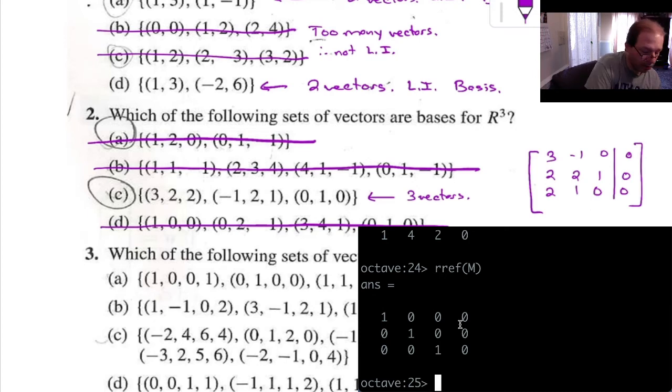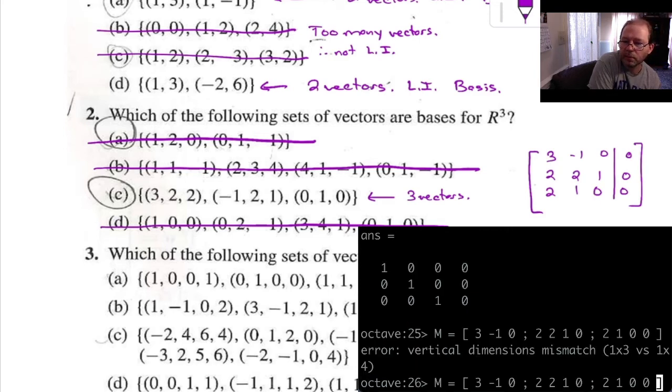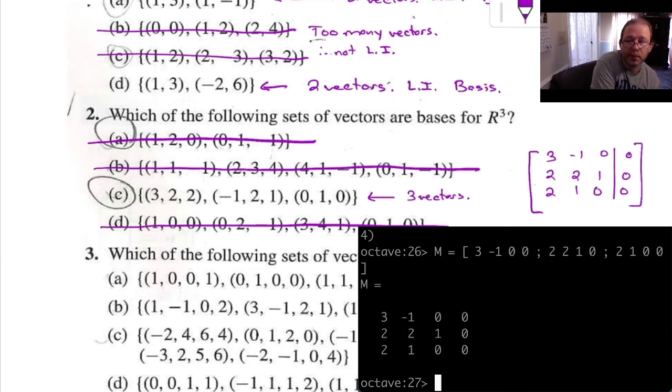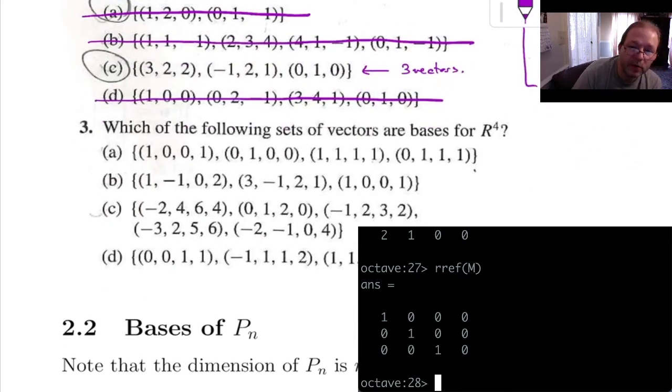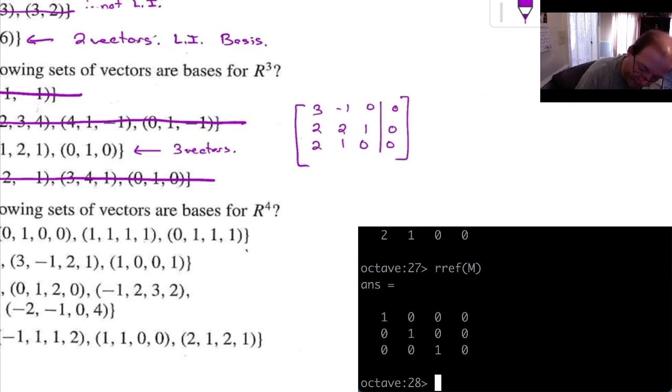Let's see. We have 3, negative 1, 0, 2, 2, 1, 0, 2, 1, 0, 0. Oh, I left off a 0 on this first one. All right, when I reduce it, I get an identity matrix and then zeros, and that tells me that they're linearly independent, and so therefore this is a basis.